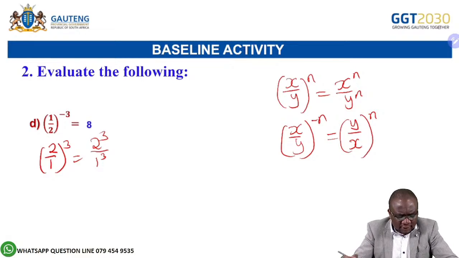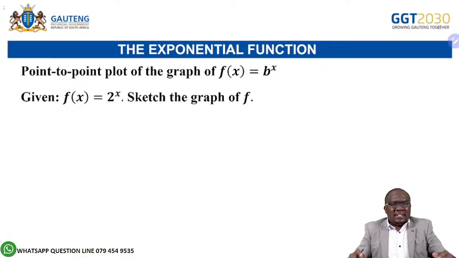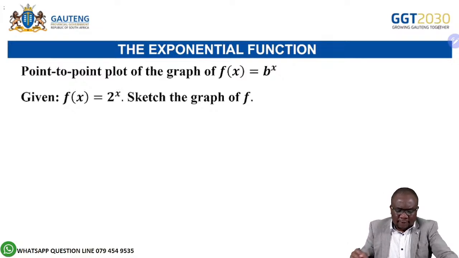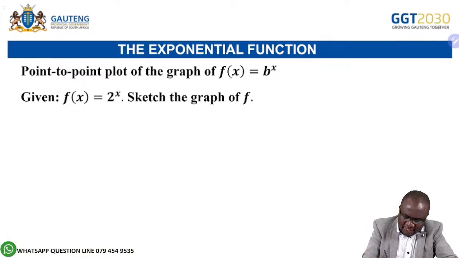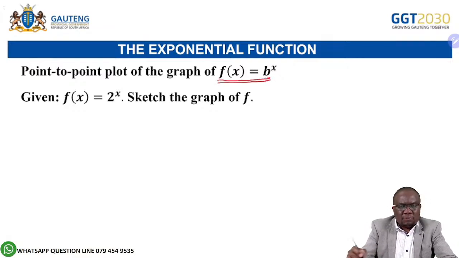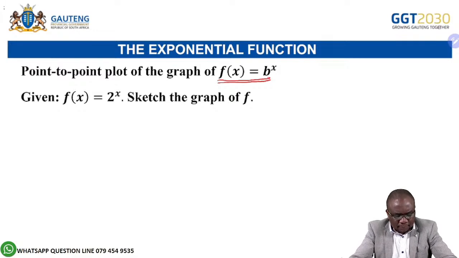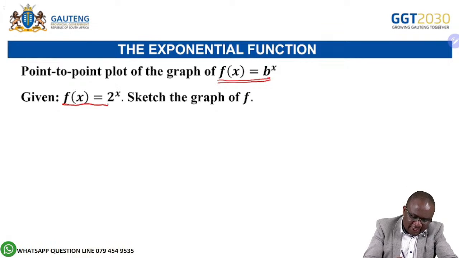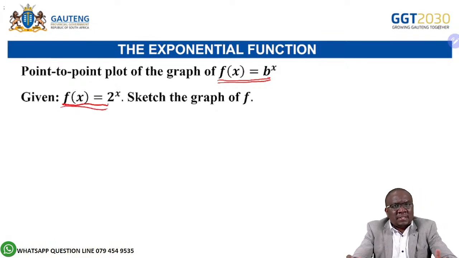Okay, right. And now, let's start plotting our function for a graph with the basic function f(x) equals b to the power x. Given f(x) equals 2 to the power x, it means we're looking at a situation where b is greater than 1. Remember, we're going to look at two situations: where b is greater than 1 and when b is between 0 and 1. Let's start with the one where b is greater than 1.